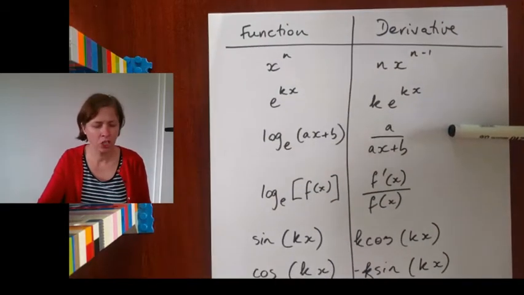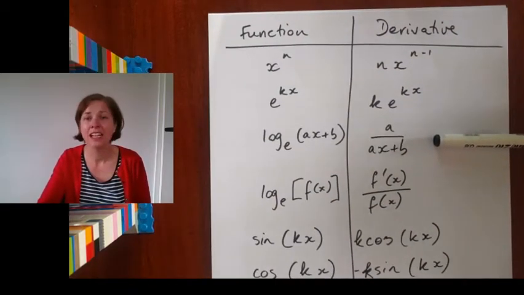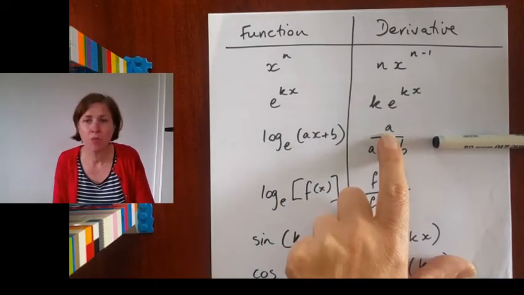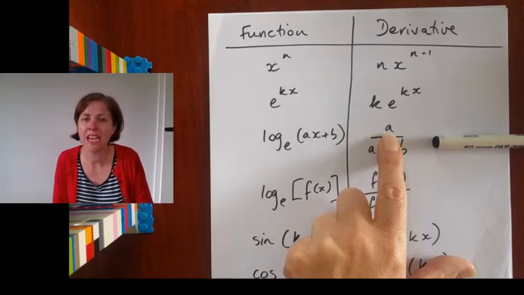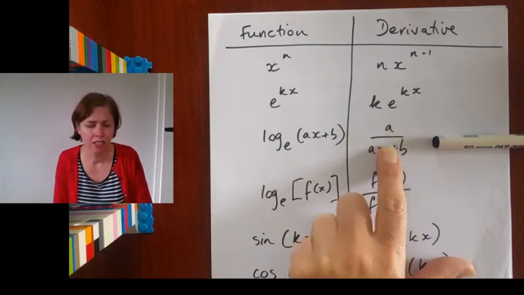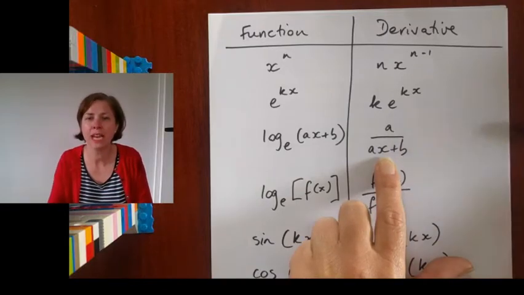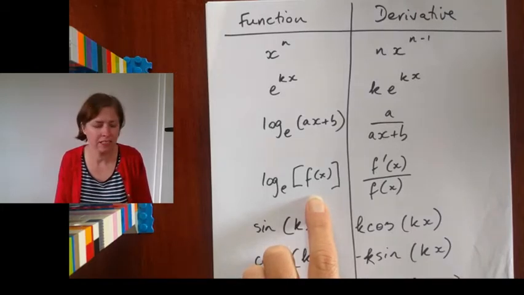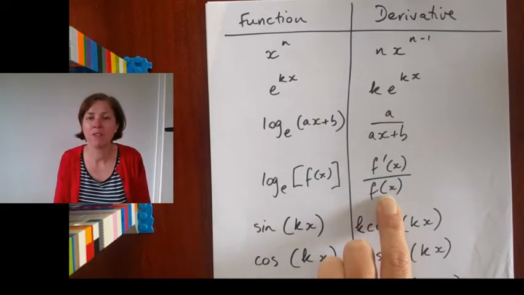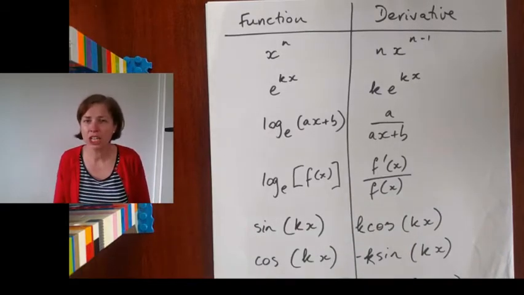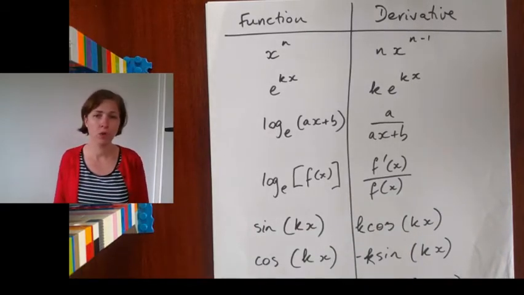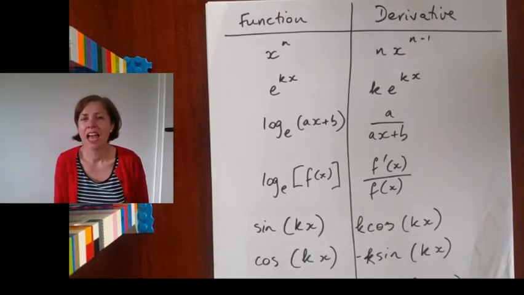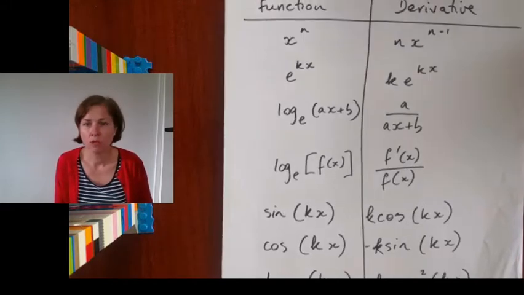The logarithmic function, log base e of ax plus b, so in other words, I have a linear function in the argument. I end up with, on my numerator, the coefficient of x, that's a, over the linear function itself, ax plus b. And if I generalize that even further, log base e of f of x gives me f dash of x over f of x. Now, it's a really good idea to have a summary sheet like this, because once we start using the chain rule more and some other rules, we're going to use combinations of all of these, and it's good to have a handy reference where you've got them all written down.